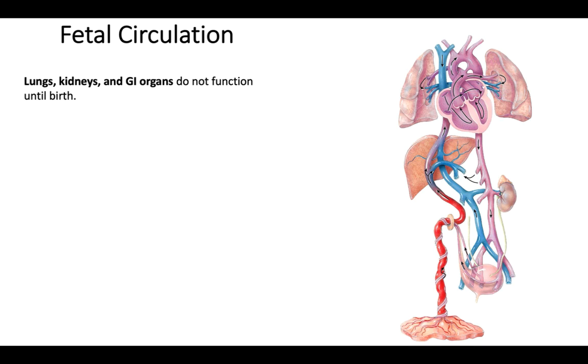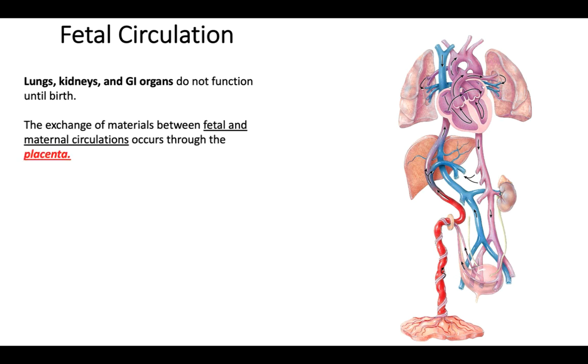So how does a fetus get oxygenated, nutrient-rich blood? Well, the answer is the placenta. All right, so the placenta is an organ. It's made up of both mom's tissues, all right, and the fetal tissue. So it's kind of a shared organ.